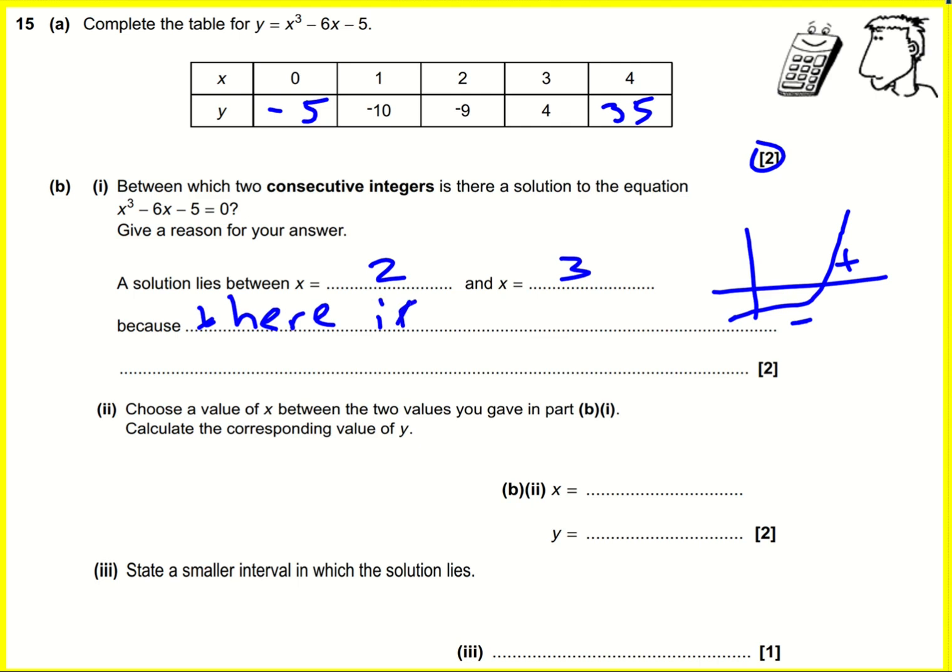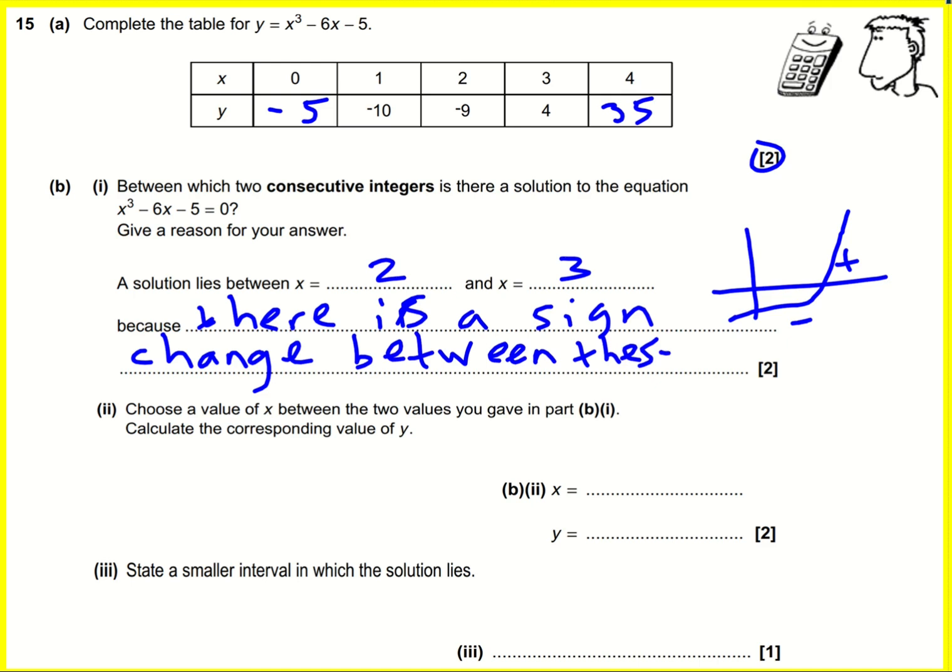There is, forgive my pen, a sign change between these values. Okay, it's going from minus 9 to 4. At some point between the values, it must be 0. It doesn't just jump up. We call this a continuous function. It's like minus 9 and 4, it must be 0 somewhere in between.